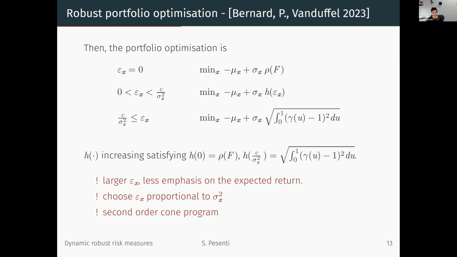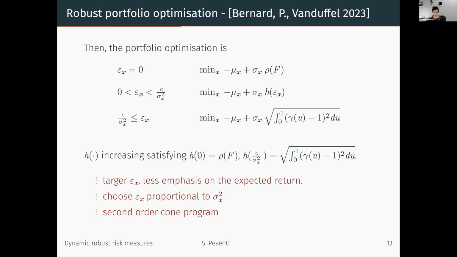What is also interesting is that the bounds of the epsilon always depend on sigma squared of X. So one way to choose your tolerance distance is to choose it proportional to the variance of your aggregate portfolio, which is also sensible because the Wasserstein distance also scales with the standard deviation. And of course, once you specify your reference distribution and your epsilon, you end up with a second order cone program that you can calculate.